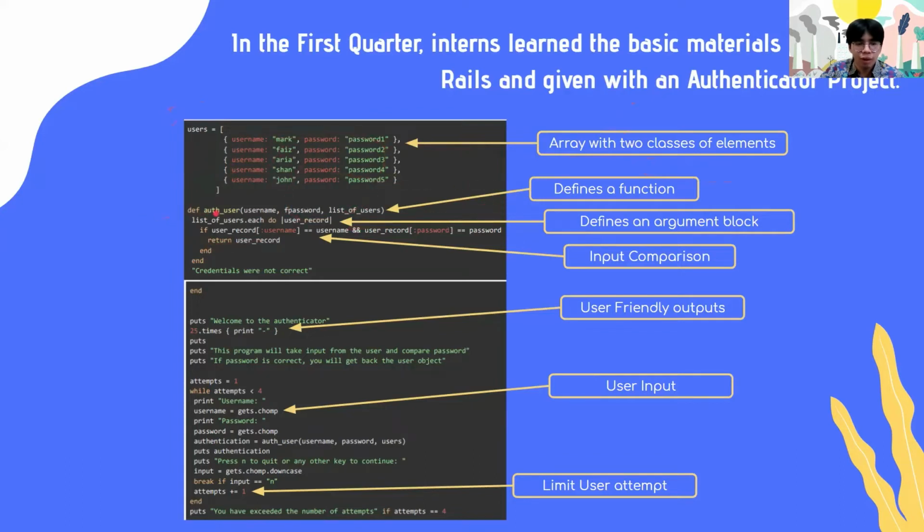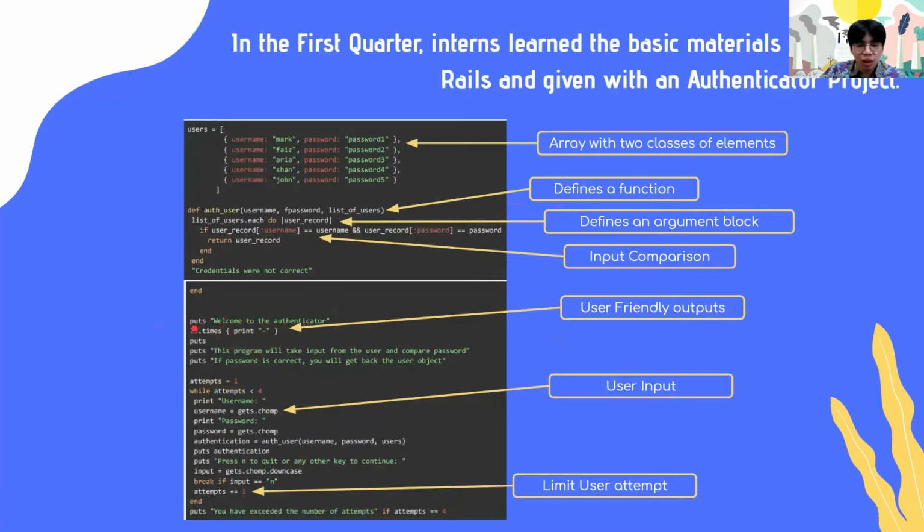Then here we have def auth user, which defines the function. Then there's list of users do app and then do user record, which defines the argument block. And here we can see there's an if function. It's just input comparison, to make sure that when the user inputs their username and password, it belongs to the database that exists. Then below, this is just user-friendly output.